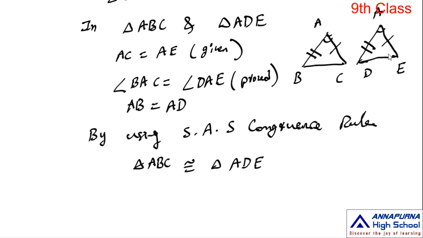So the corresponding sides are equal, the corresponding angles are equal, the corresponding vertices are same. So the side BC is equal to the side DE. These are the corresponding sides. BC and DE are equal. Since CPCT means corresponding parts of congruent triangles. This is the sixth problem.